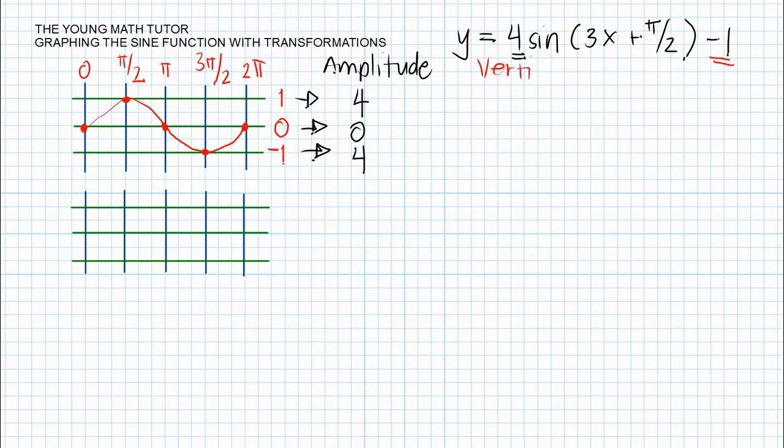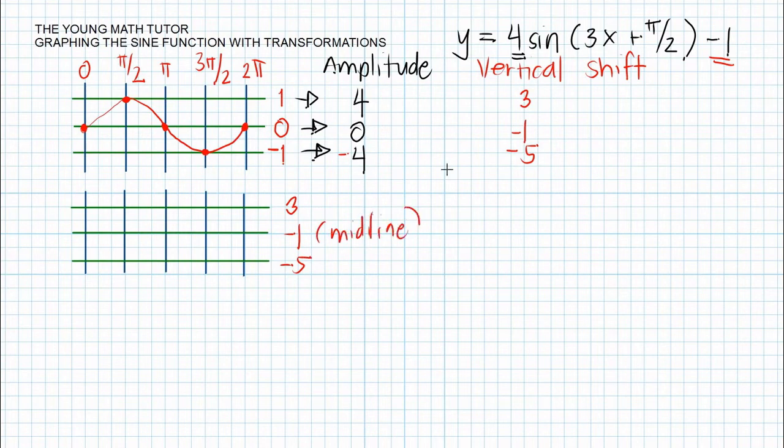Now for the vertical shift, it will affect the values of these. So from 4 it will become 3, from 0 it becomes negative 1 because that's 0 minus 1, and then from negative 4 it becomes negative 5. So we can say that 3 is our top line, and then negative 1 is the middle, and negative 5 is the bottom. So negative 1 will be our midline here.